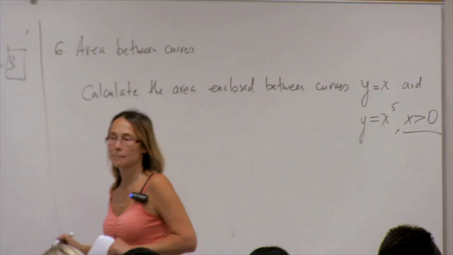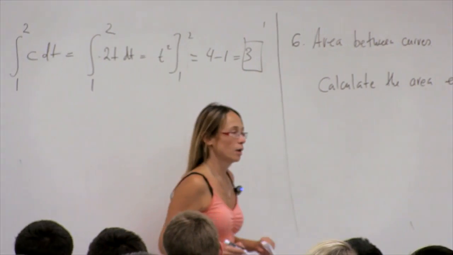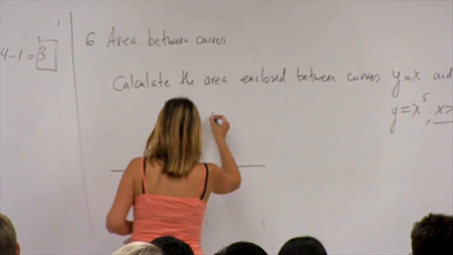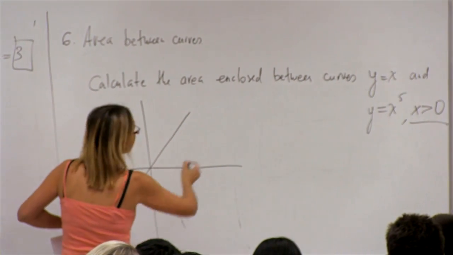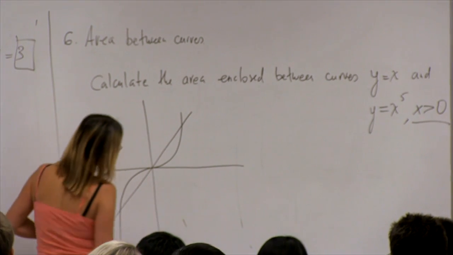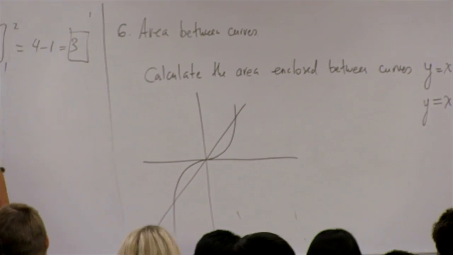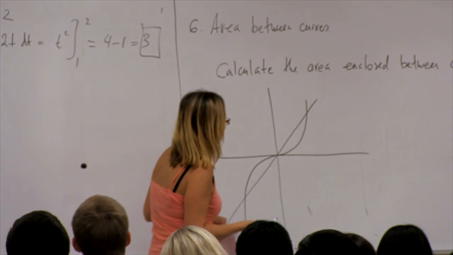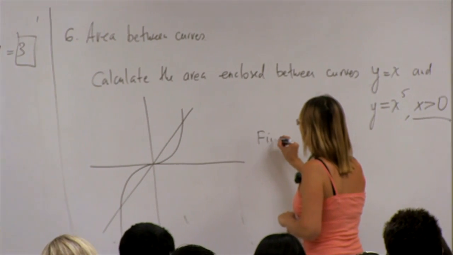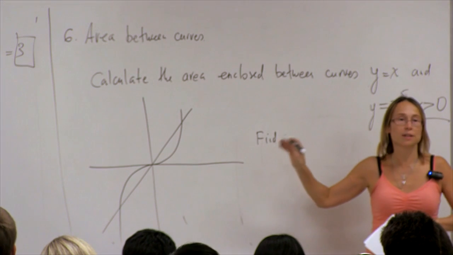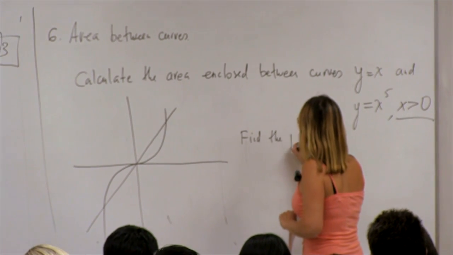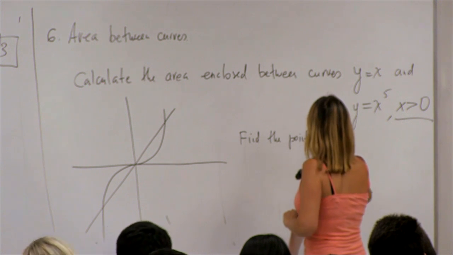Okay? So this is the condition. Let's draw these two curves. One of them is a straight line, and the other one is kind of like this. So the standard way to proceed is find, even if I don't know how to draw them, right? The next step is standard. I find points of intersection.